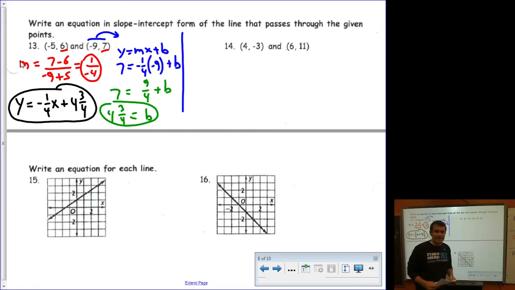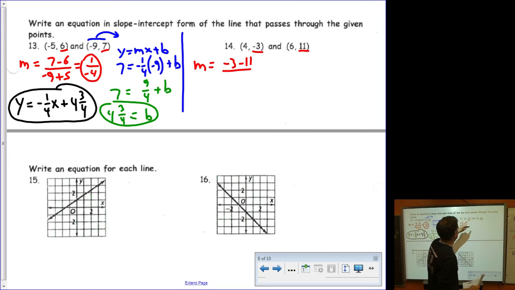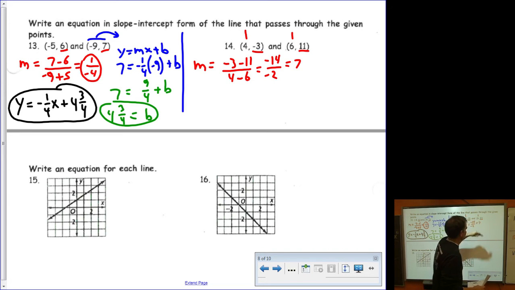Number 14, I need to write an equation in slope-intercept form. So first I need to find the slope, then I need to find the y-intercept. The slope would equal y minus y over x minus x. This would be -14 over -2, which equals 7.